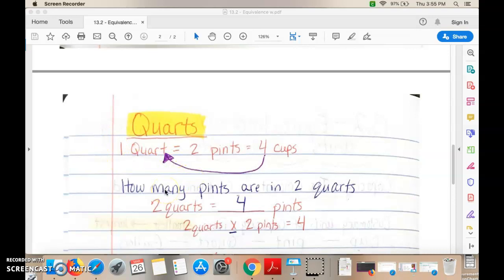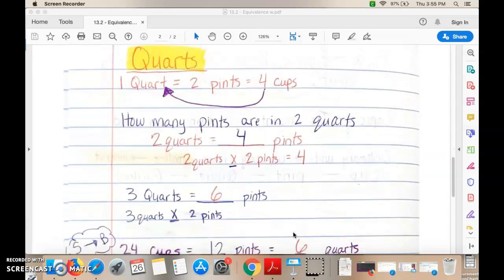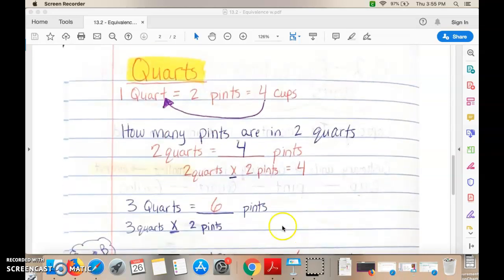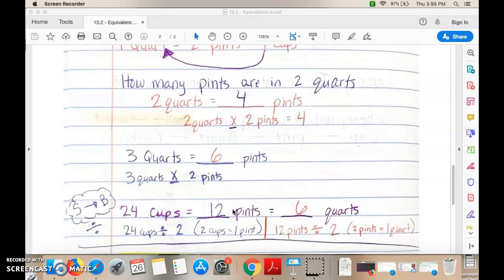So, how many pints are in 2 quarts? Well, I'm going from 2 quarts to pints, bigger unit, quarts is a bigger unit, to a smaller unit. I need to multiply 2 quarts, 2 pints in every quart, so 2 times 2 would be 4. Okay, what about 3 quarts to pints? Well, going from a bigger unit to a smaller unit still and multiplying. Okay, so 3 quarts, 2 pints in every quart, 3 times 2 would be 6.